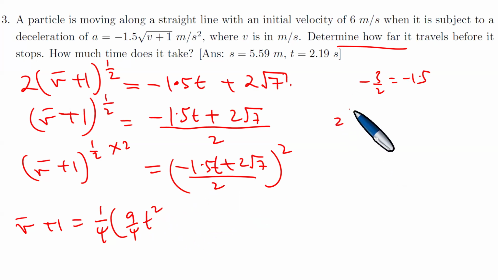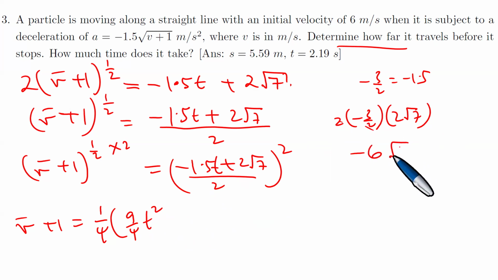Next, you multiply 2 with minus 3 over 2 and multiply by 2 times the square root of 7. 2 times minus 3 over 2, the 2 cancels, minus 6 times the square root of 7, t. Plus 4 times 7, which is 28. Like that.